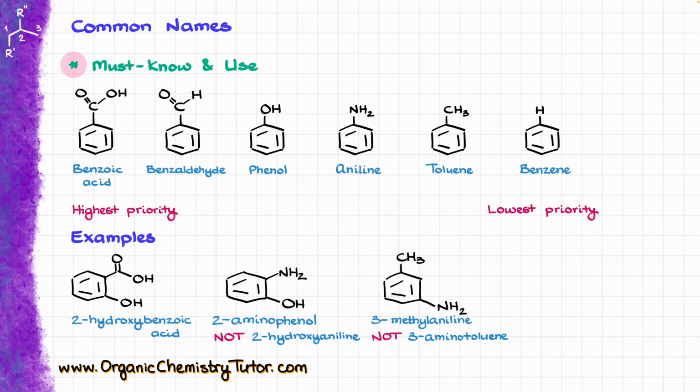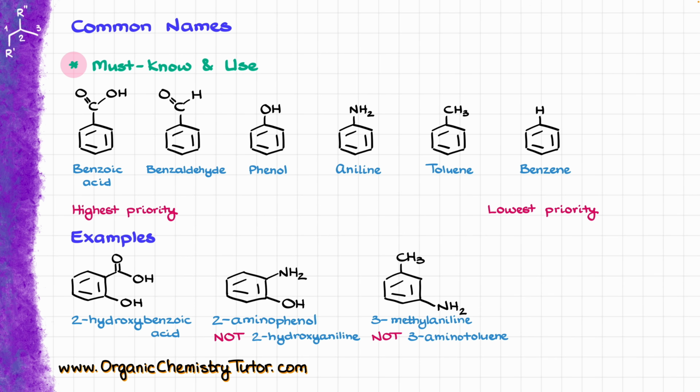Or here is another example. In this case, I have an amino group and I have a methyl group. Since now amino group has a higher priority than the methyl group, that one is going to be 3-methylaniline and not aminotoluene. So do make sure you memorize this list and the order in this list, because I can guarantee that that is going to be on the test.